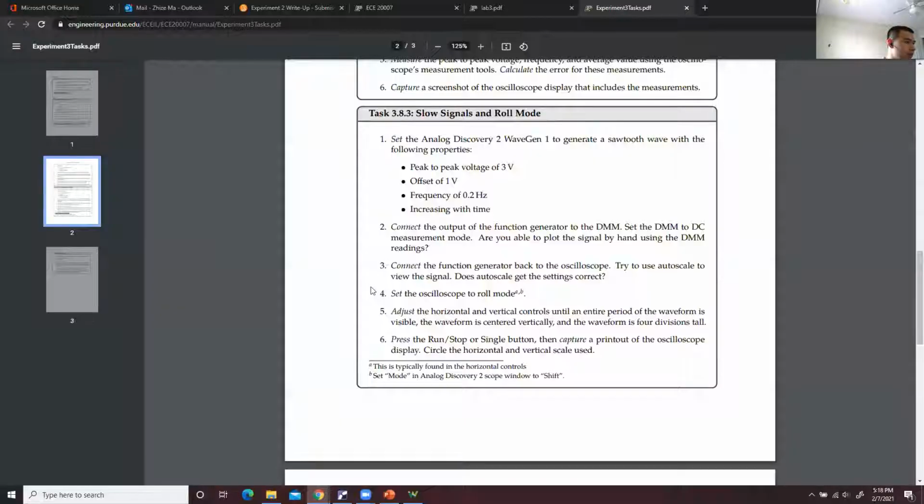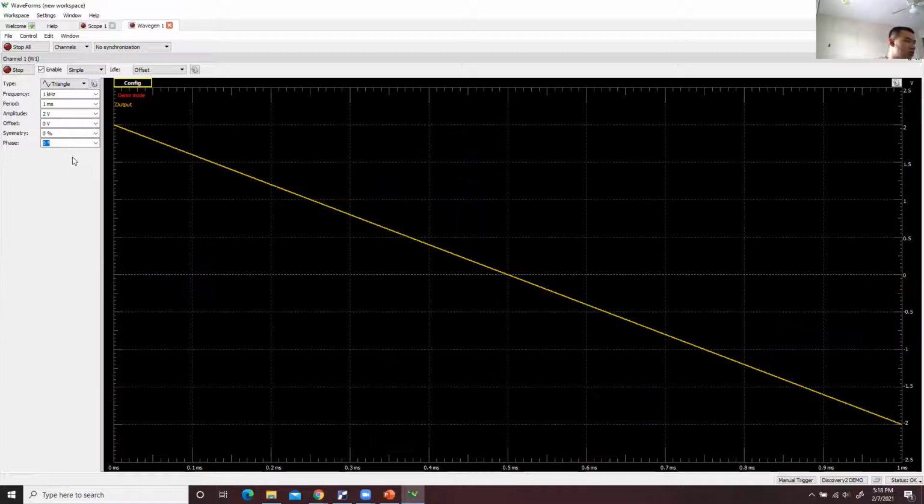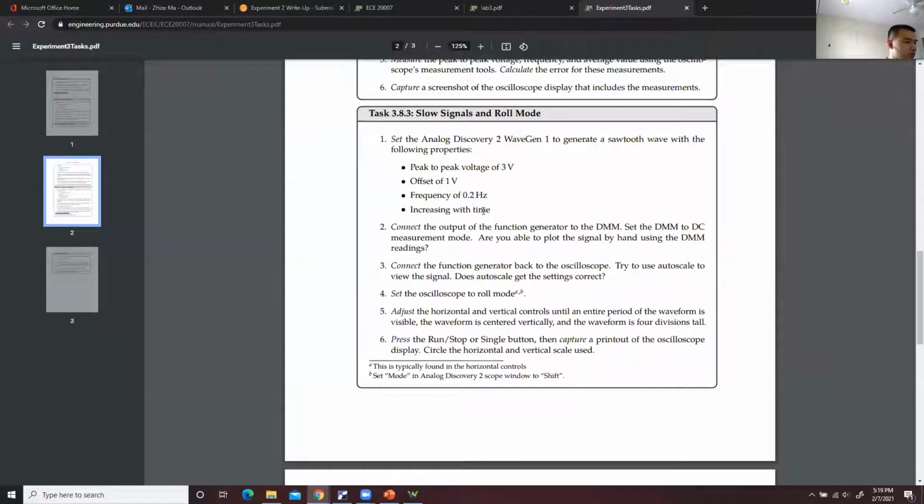And in here, it's mentioned increasing with time. What that means is if you check your signal, this is your time scale, and your signal is increasing with time. So that's called increasing with time. If you change this to 0, then this means decreasing with time. Okay, so that's the meaning of this.